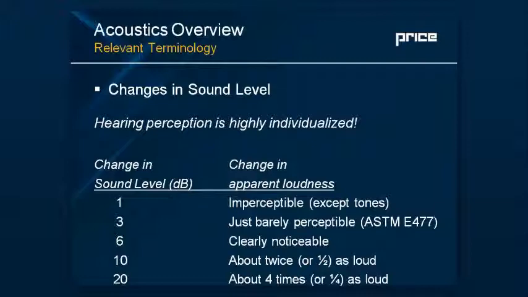When you look at 6 dB, this is where you start to clearly notice a difference. At 10, it's perceived as being twice as loud or half as loud, and 20 is 4 times. Again, this is logarithmic, so a sound level change of 30 would be 8 times, and 40 would be 16.